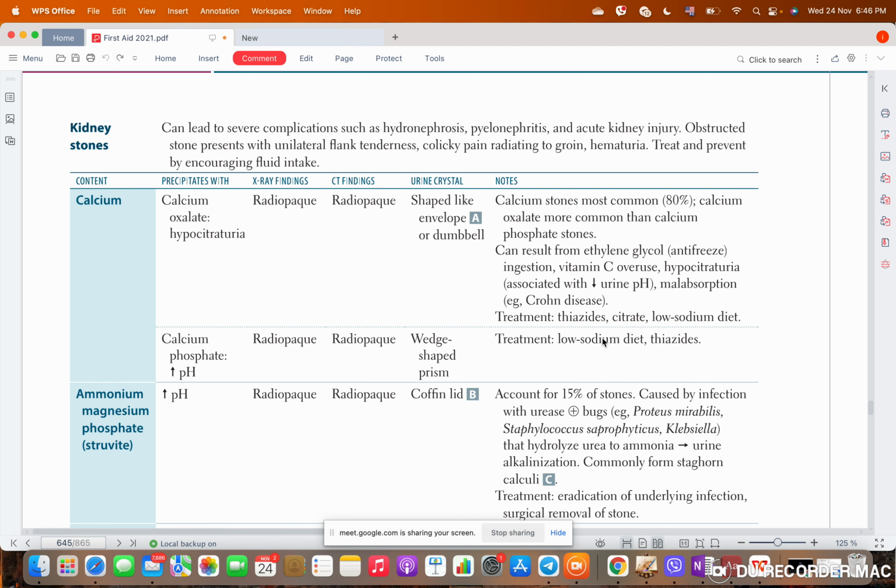Also, citrate. Can somebody tell me why citrate? And what is citrate, first of all? And in which condition do people consume citrate, basically? Okay, I see variable answers, but here's the idea.